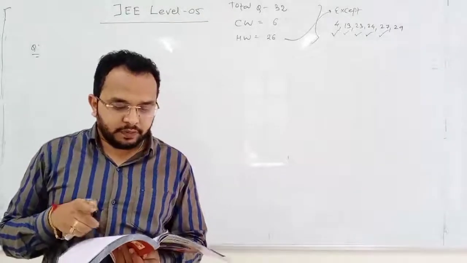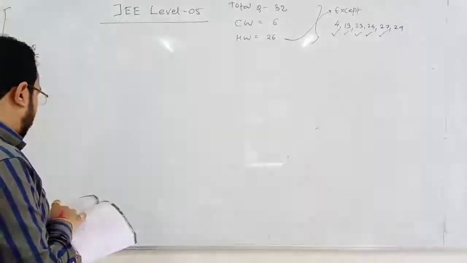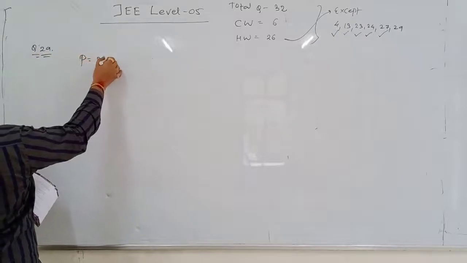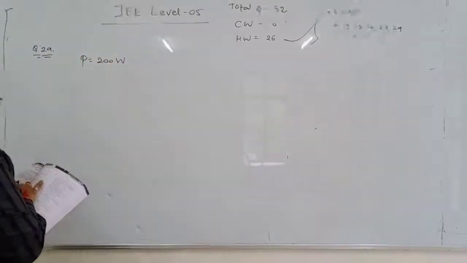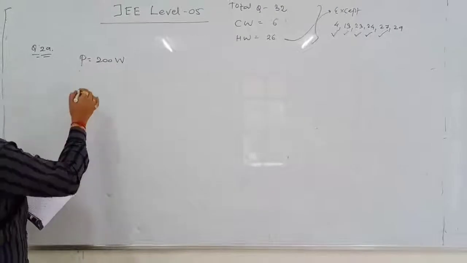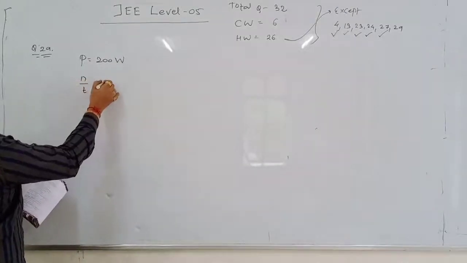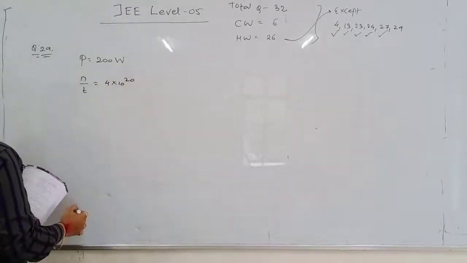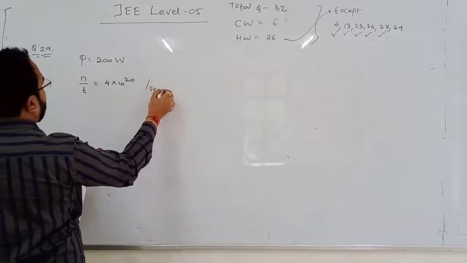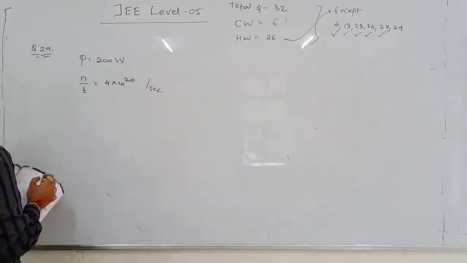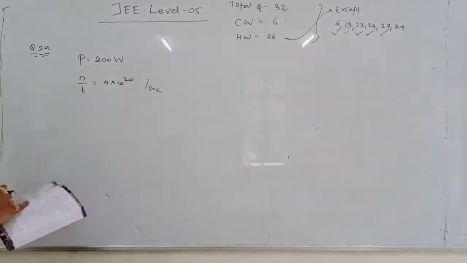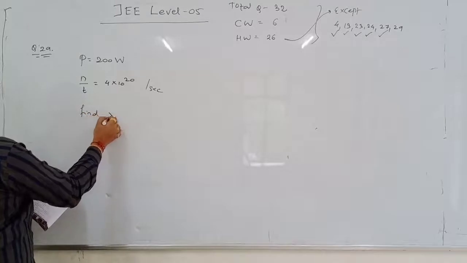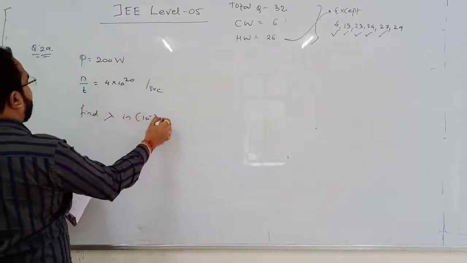Question number 29. A monochromatic source of light operating at 200 watt. Power is given, 200 watt. Emits photons per second, that means n upon t is given. n upon t is 4 into 10 raised to power 20 photons per second. Okay, find the wavelength of the light. Find the wavelength in 10 raised to power -7 meter.